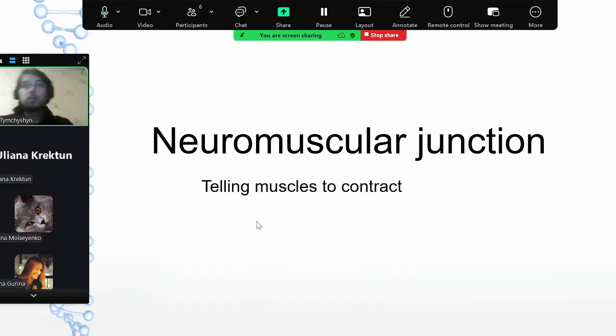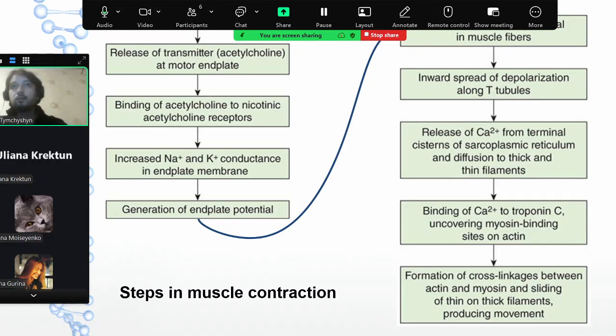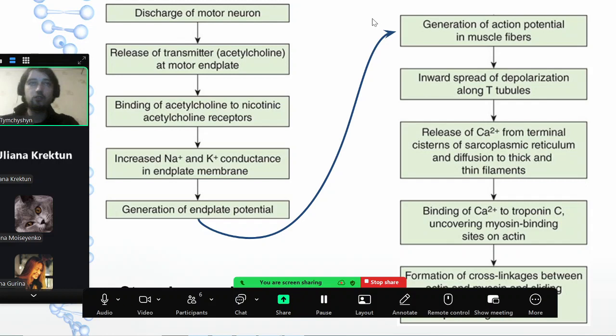Let's get a little bit into the biochemistry of what is happening inside the muscle when we are performing contraction. Here you see the sequence of events that should occur for a muscle to contract. Of course everything starts with the discharge of a motor neuron. That's a command that we need to contract.